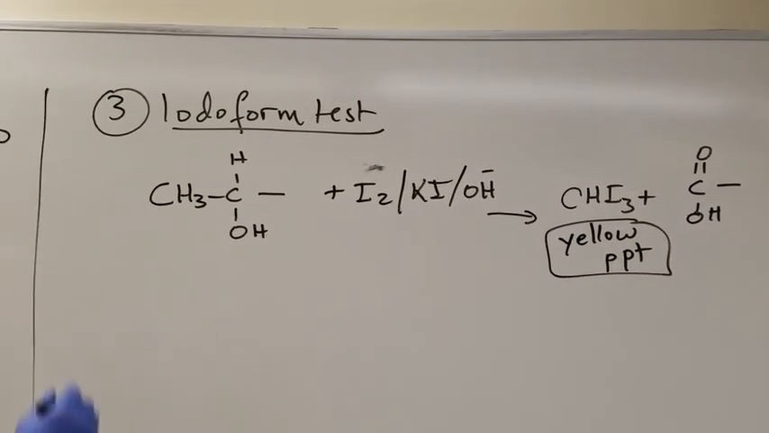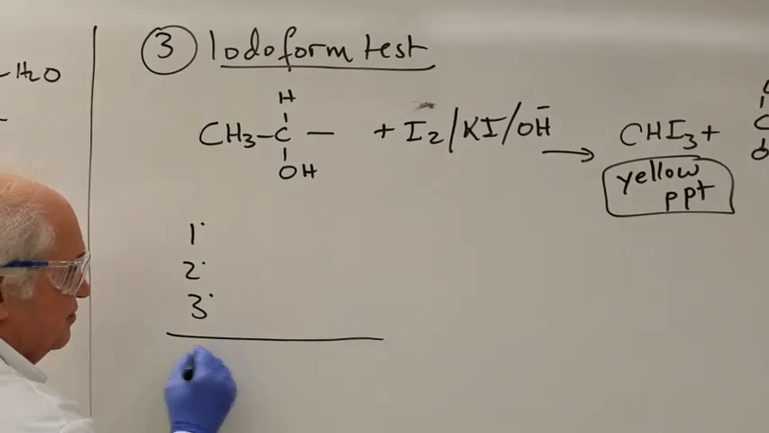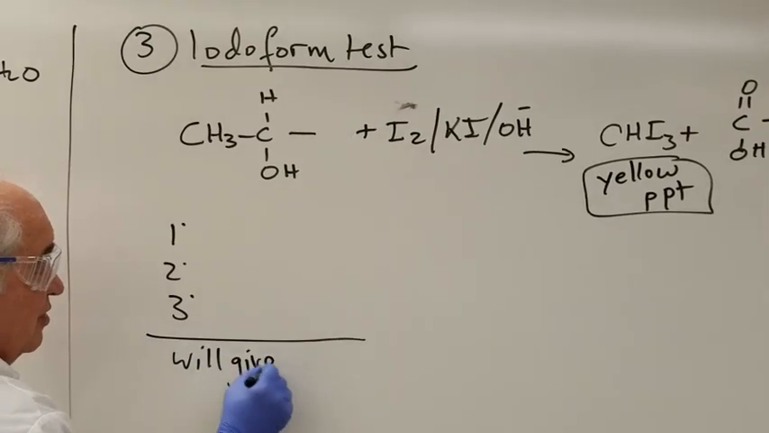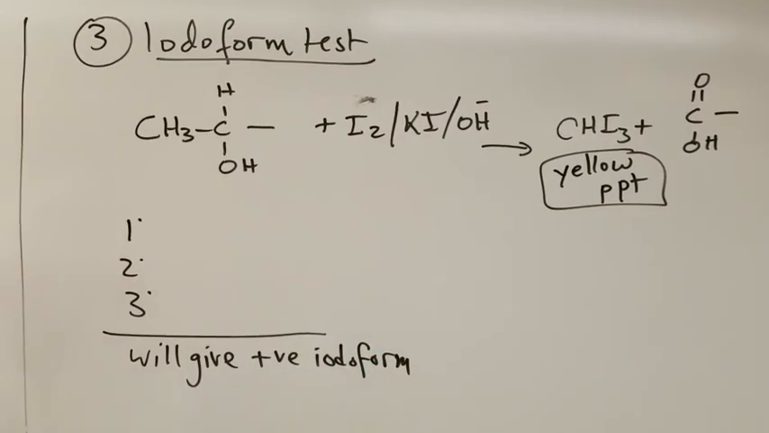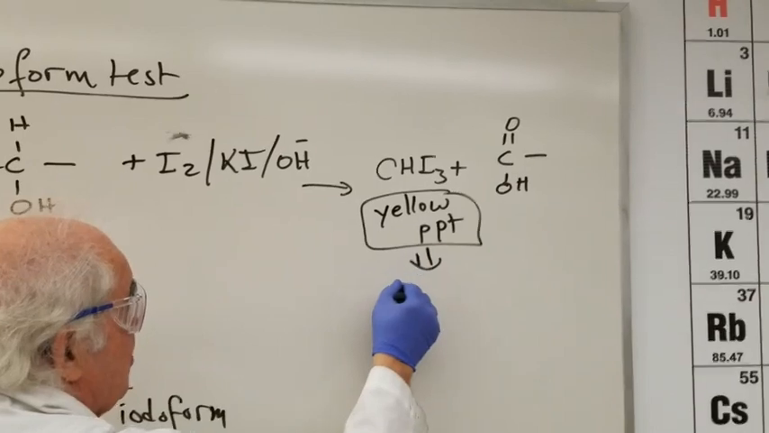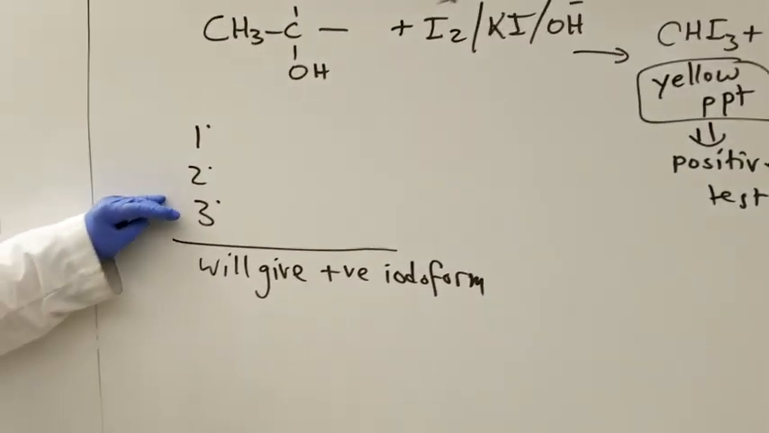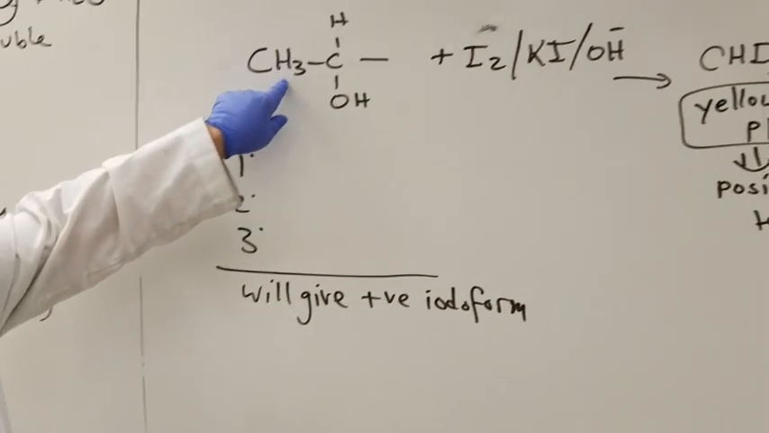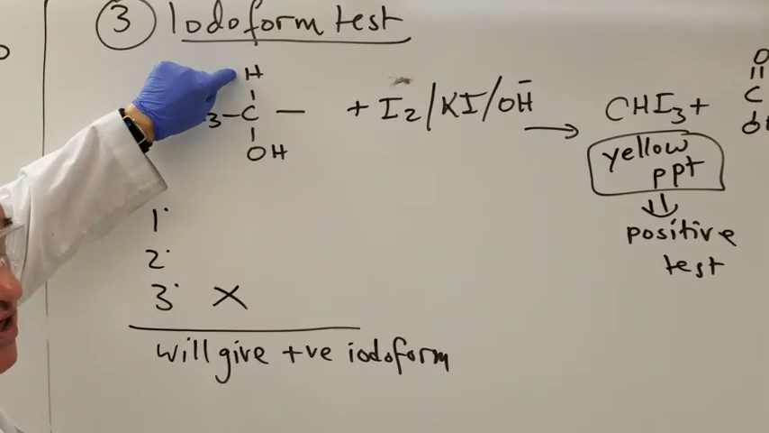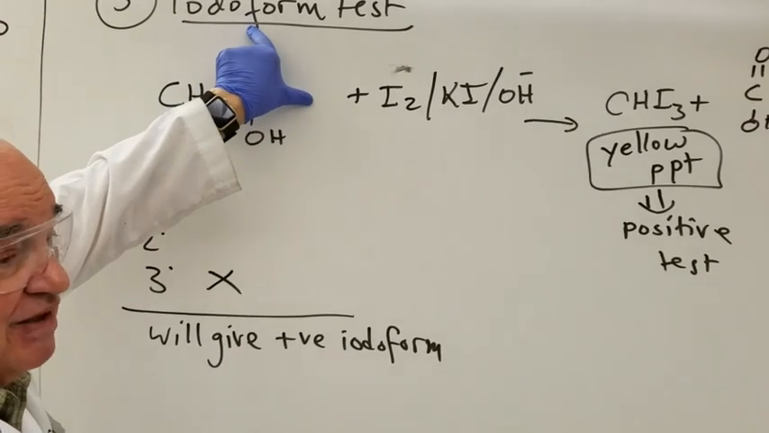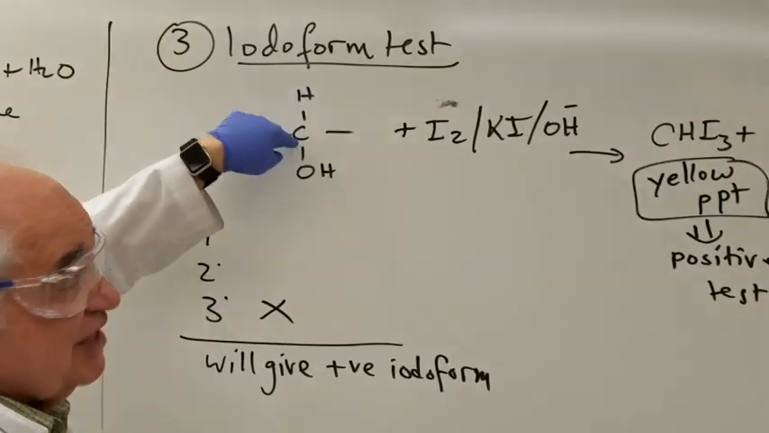So my question to you is the following. How many primary, secondary, tertiary alcohols will give a positive iodoform test? So again, yellow precipitate means positive test. Okay, so we have a tertiary alcohol. You have a carbon here, so there's no way a tertiary alcohol will give you a positive iodoform. Why? Because you need a hydrogen here. So if you have a hydrogen here, it can be either ethanol or it can be a secondary alcohol. But a tertiary alcohol cannot have a hydrogen attached to the carbon that carries the OH.